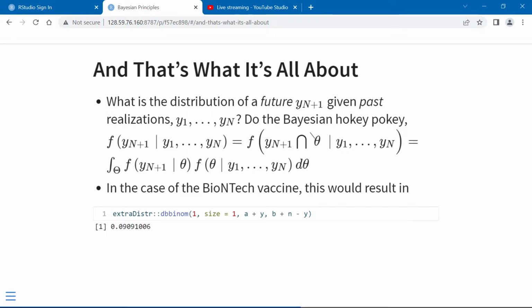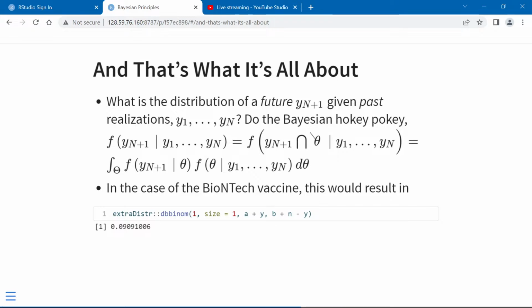So like we've said before, this whole idea of conditional probability distribution of what you don't know given what you do know includes the widely considered situation, particularly with business analytics or whatever, of predicting the future given the past. So what is the distribution of a future y, that is y n plus 1, given past y, y1 to yn?